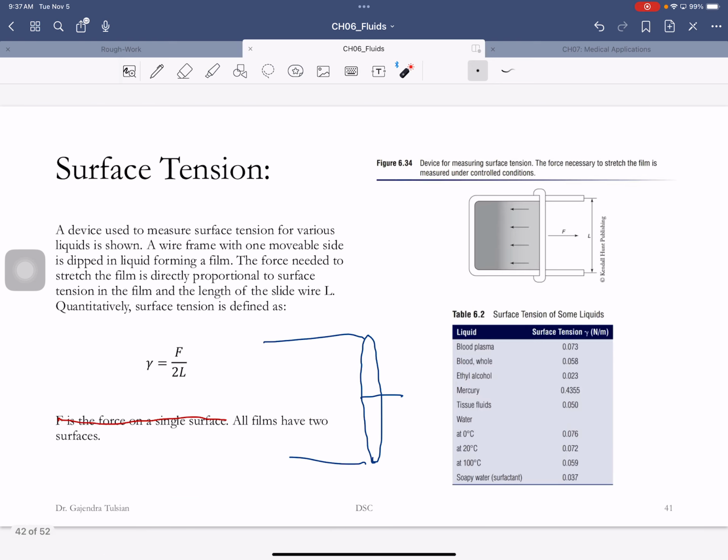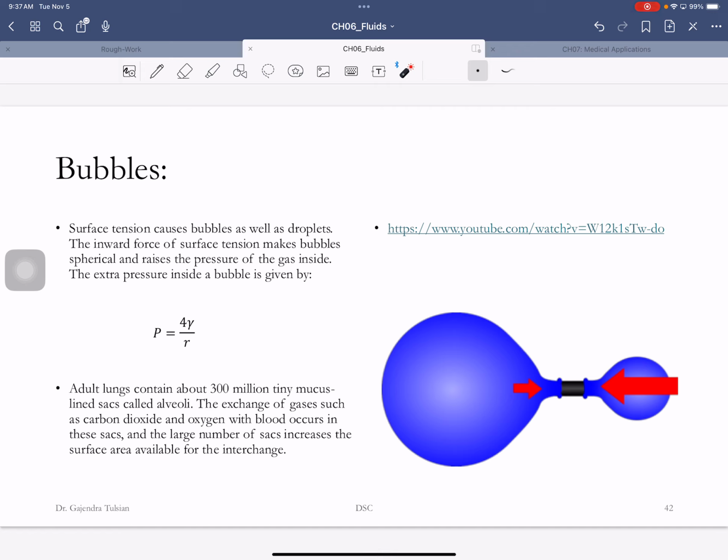All right, so here is what is relevant for us. Okay, so if you have a bubble, here's a balloon made of rubber. And what this balloon does is it increases the pressure of the air inside. The amount by which it increases the pressure is 4 times the surface tension divided by the radius of the bubble.